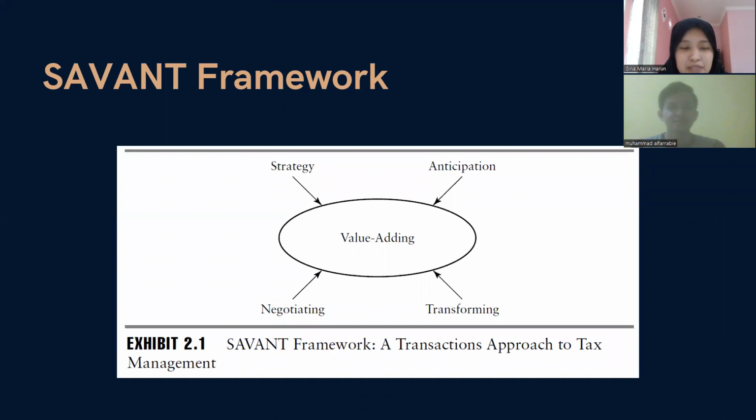To begin our presentation, I want to explain the SAVANT framework first. In strategic tax management, when a firm chooses a transaction, it keeps tax management in mind. As we see in Exhibit 2.1, the SAVANT framework has four components of strategy: anticipation, negotiating, and transforming, which lead to value adding.